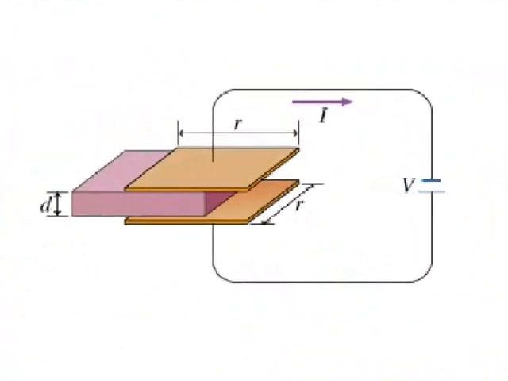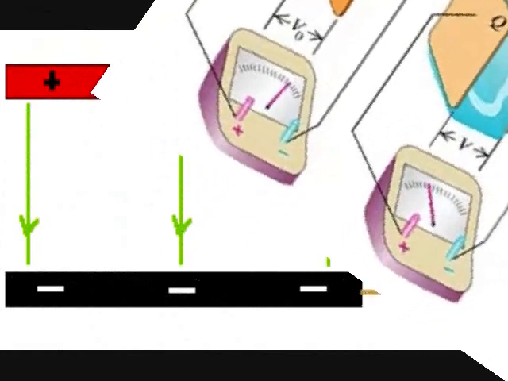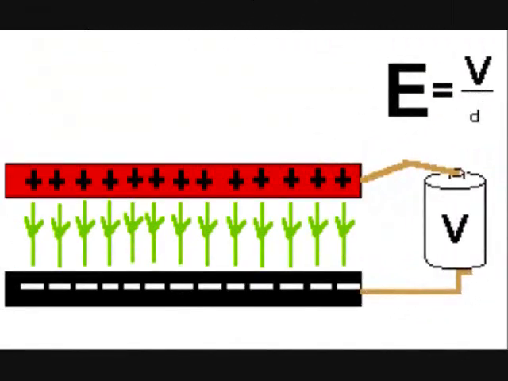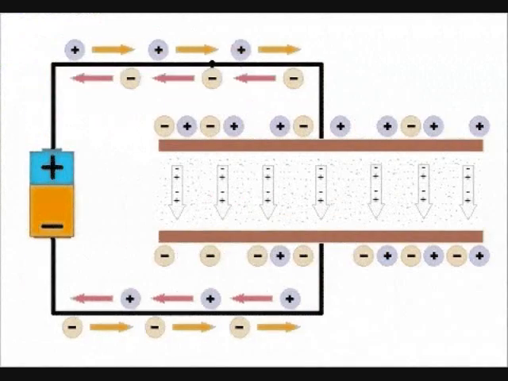The metal plates of the capacitor are separated by a distance, and the dielectric material is placed between these plates. Dielectric is the main material in the capacitor that helps to store electrical energy.